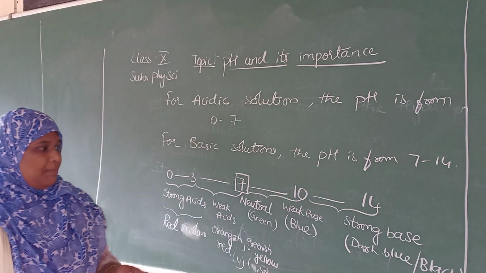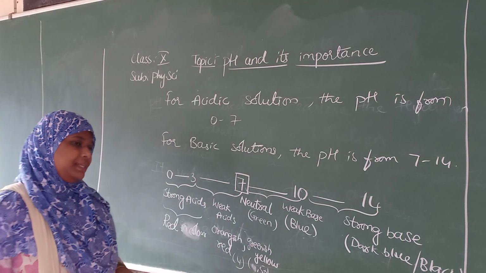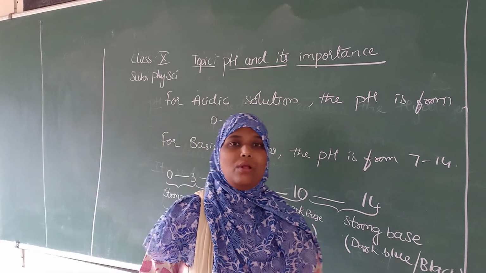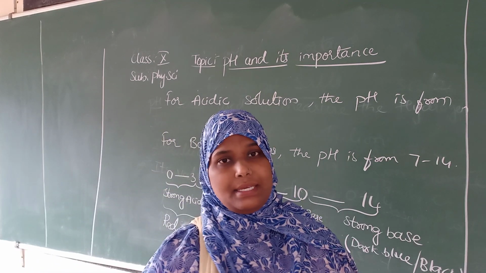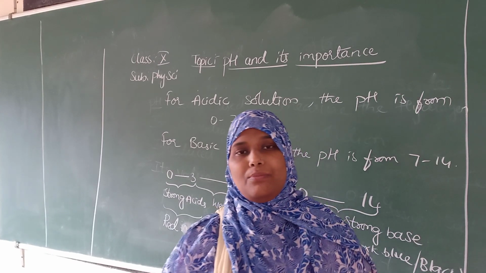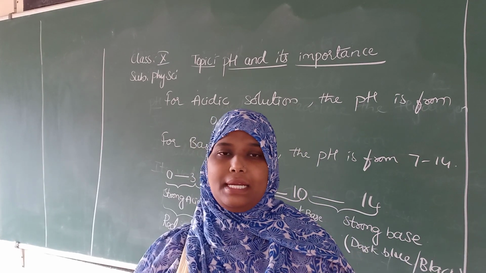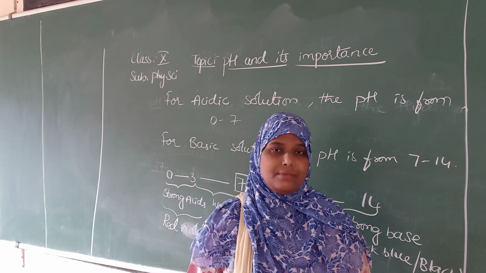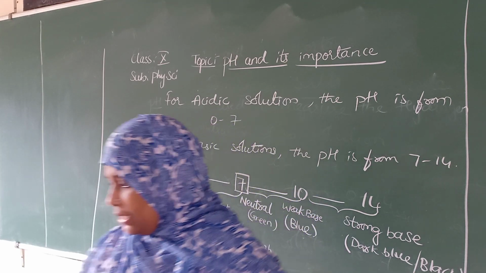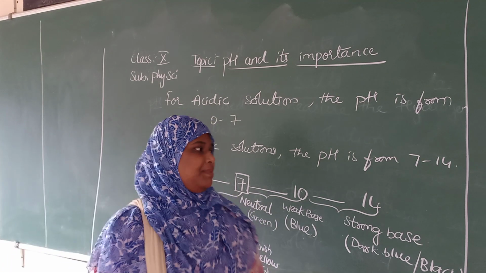So this is about the pH. pH is very, very important because all the physiological activities occur at a particular pH. The pH of the body has to be maintained at 7. This is called the physiological pH. Let us see the importance of pH.